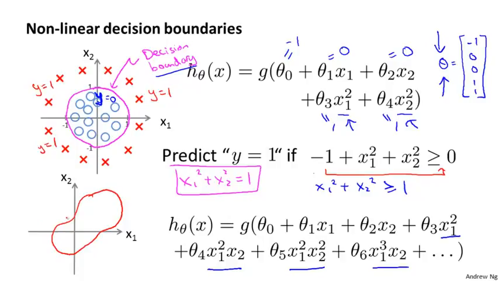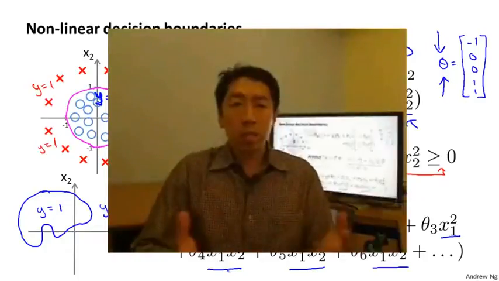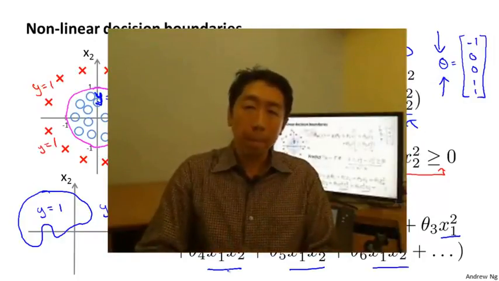Or for even more complex examples, maybe you can also get decision boundaries that could look like more complex shapes like that, where everything in here you predict y equals 1, and everything outside you predict y equals 0. So with these higher order polynomial features, you can get very complex decision boundaries. With these visualizations, I hope that gives you a sense of the range of hypothesis functions we can represent using the representation that we have for logistic regression.